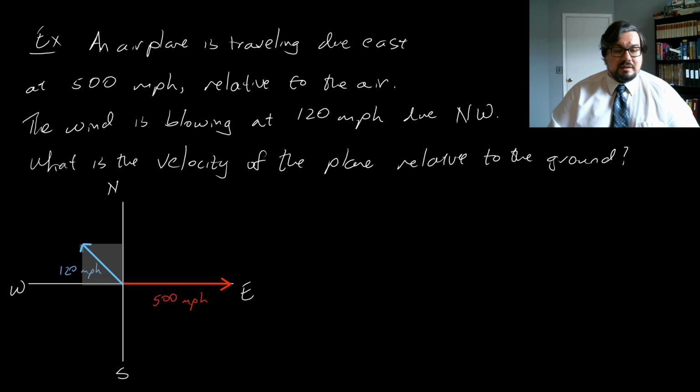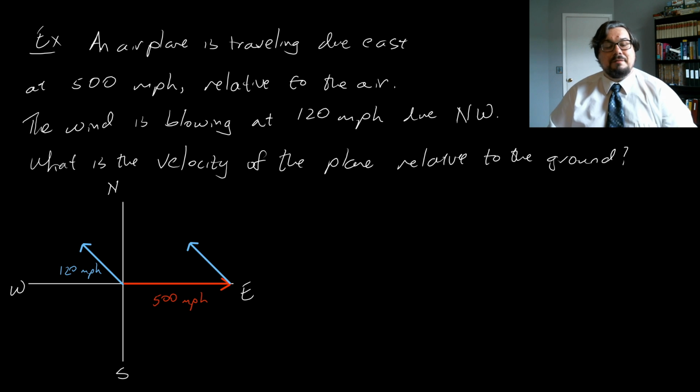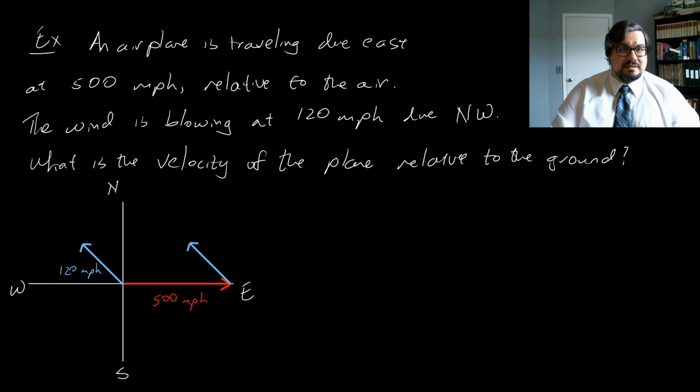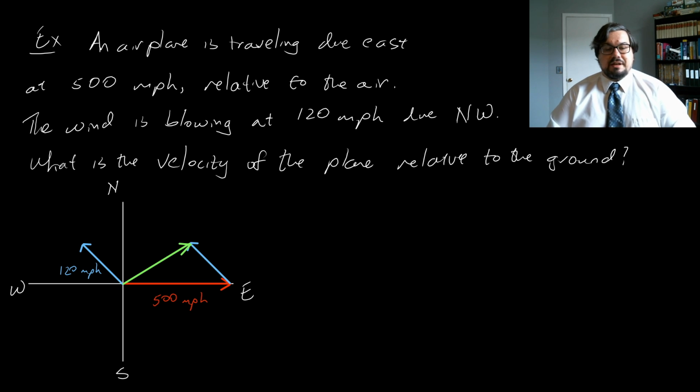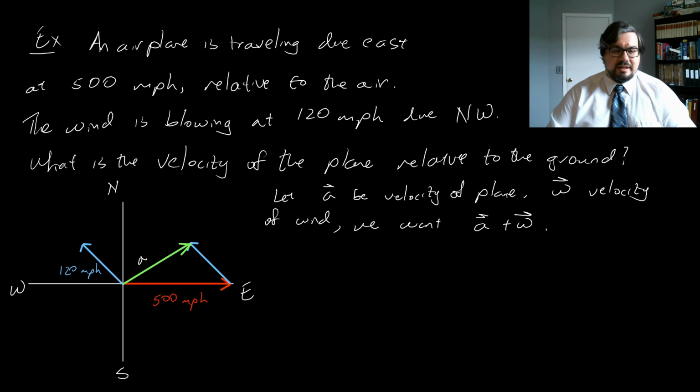That's going to be given by the sum of the two vectors involved, because the plane is traveling at 500 miles per hour east relative to the air, but the air itself is blowing north and west. So our final velocity is going to be given by the sum of those two vectors. That green vector there is what we're looking for. If we let A be the air velocity of the plane, and W the velocity of the wind, then we want A plus W.